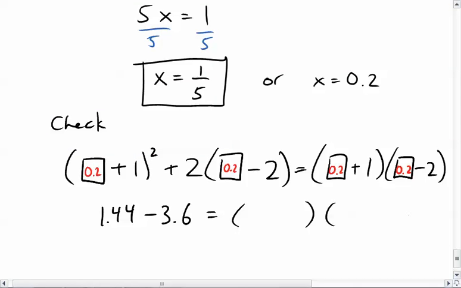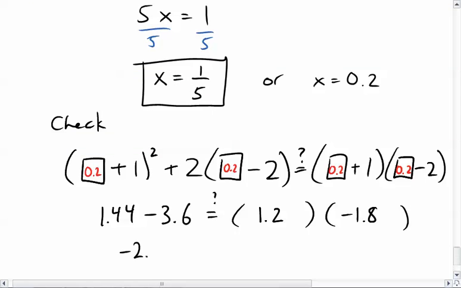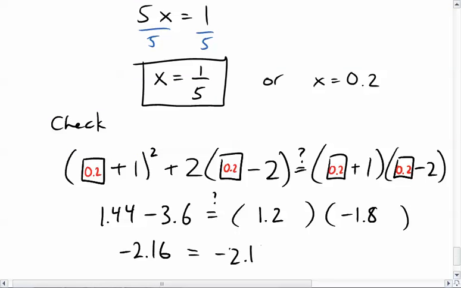And we want to know, is this going to be equal to the answer we get on the other side? 0.2 plus 1 is 1.2. And 0.2 minus 2 is negative 1.8. So let's see if we get the same thing. So we get negative 2.16 on the left side, and 1.2 times negative 1.8, which is negative 2.16. So both sides are the same. So we know that it works. And that's the end of the solutions to homework set number 1.